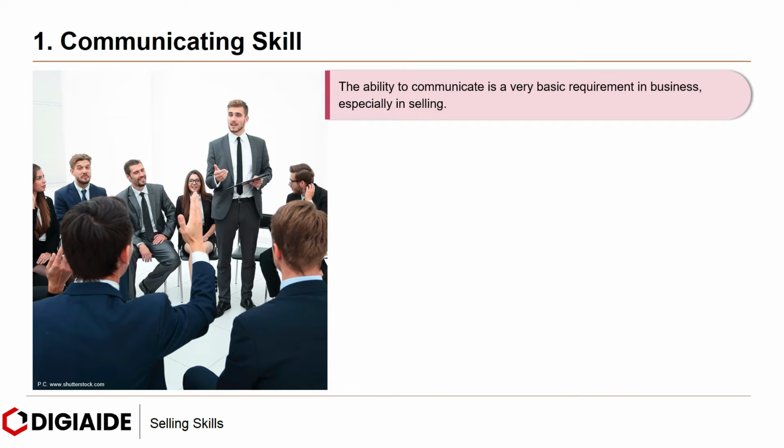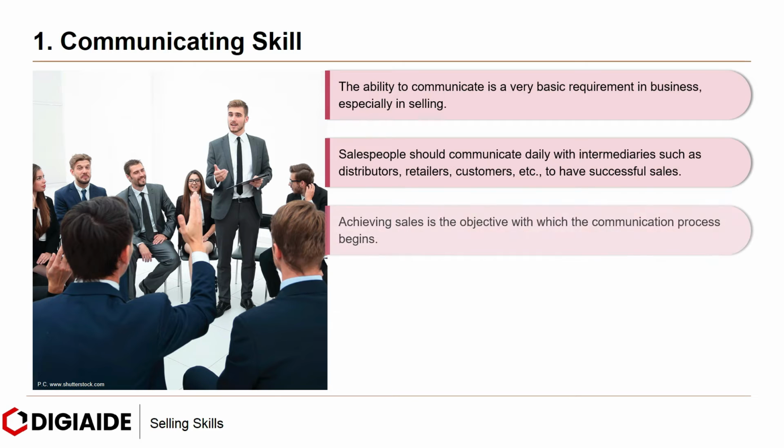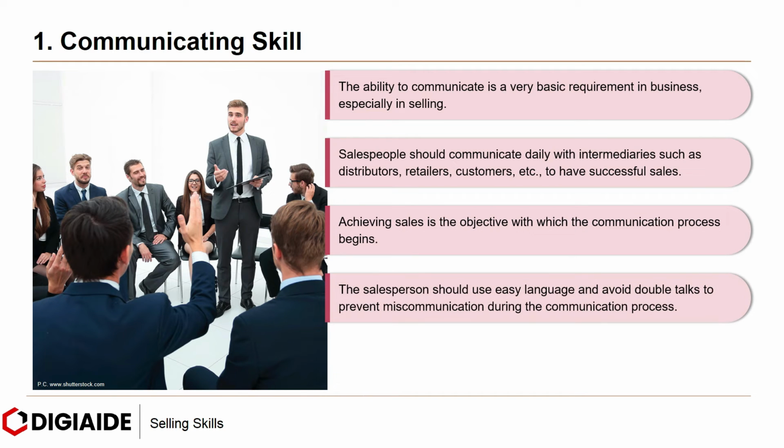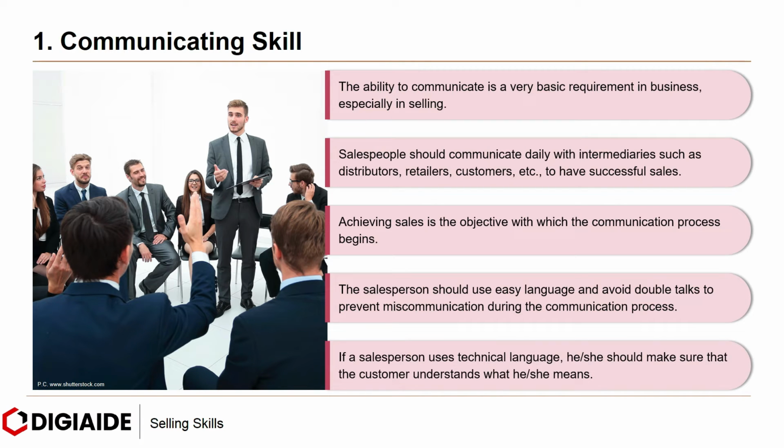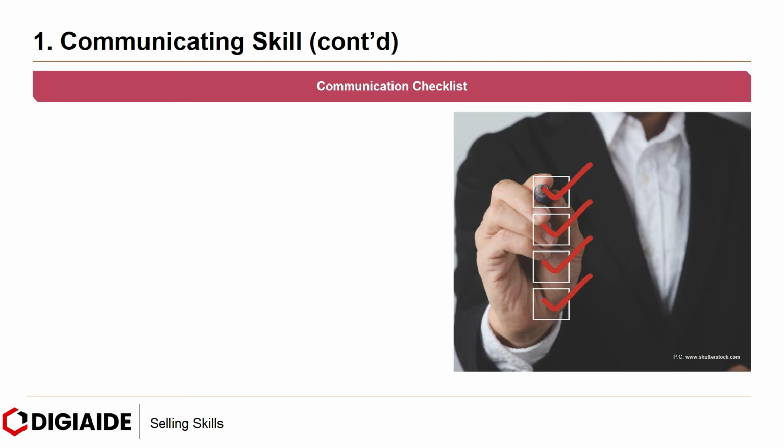The ability to communicate is a very basic requirement in business, especially in selling. Salespeople should communicate daily with intermediaries such as distributors, retailers, customers, etc. to have successful sales. Achieving sales is the objective with which the communication process begins. The salesperson should use easy language and avoid double talk to prevent miscommunication during the communication process. If a salesperson uses technical language, he or she should make sure that the customer understands what he or she means.